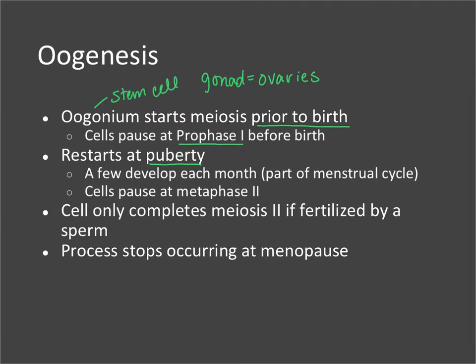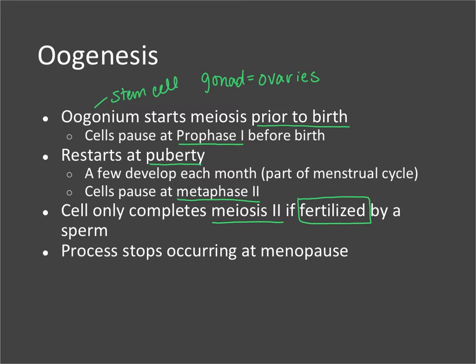But it doesn't start all at once. So every month after the woman goes through her first menstrual cycle, a couple of these eggs are going to restart that process of meiosis. But those cells are going to stop again at metaphase 2. And interestingly, the oogonium is not going to completely finish all of the steps of meiosis 2 unless it is fertilized. So it does not actually go through all of the steps of meiosis until the egg is fertilized by a sperm.